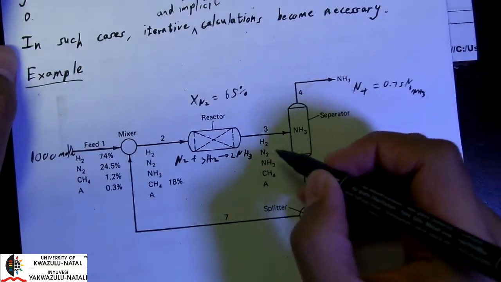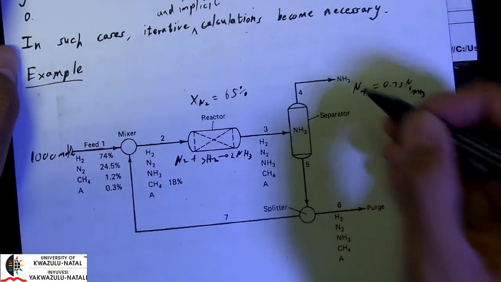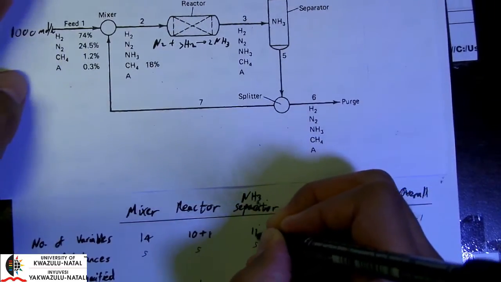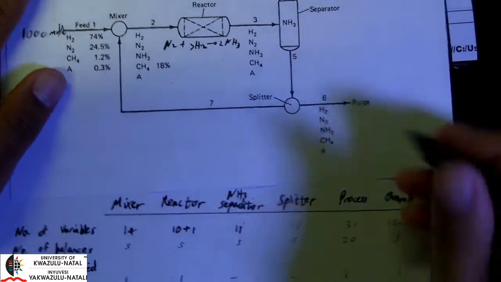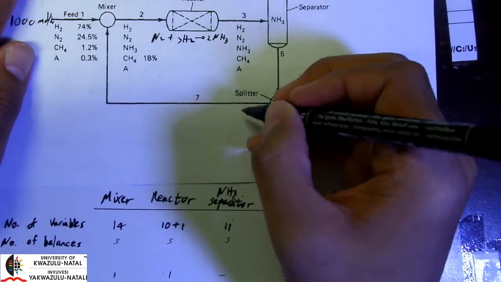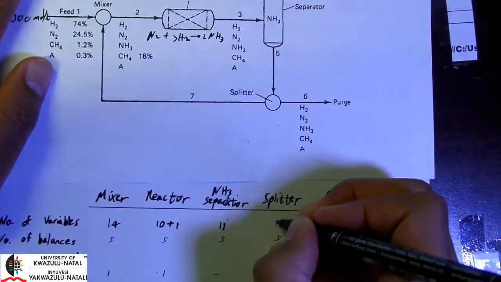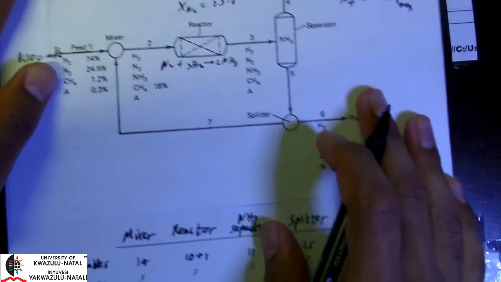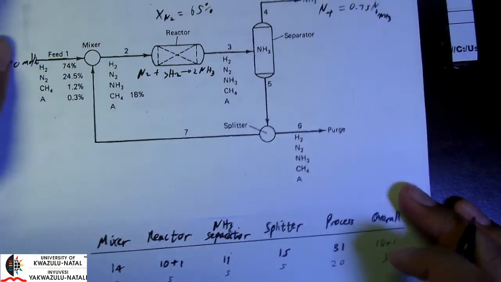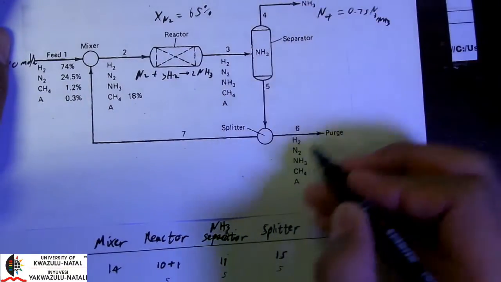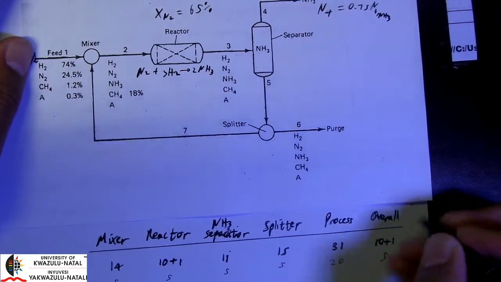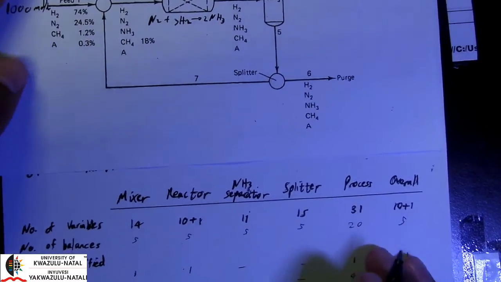For our separator, we have 1, 2, 3, 4, 5, 6, 7, 8, 9, 10, 11. So that's 11 for our separator. For our splitter, we have 5 components here. That will mean 5 here, so that's 10, and another 5, that's 15. And we can count for our total process, and it should add up to around 31. If we count our overall, we have 4, 5, 6, 7, 8, 9, 10 plus the 1 reaction. So that's 10 plus 1 there.